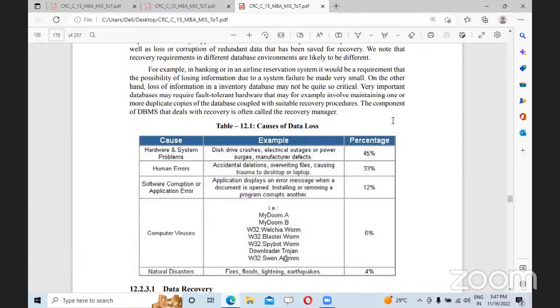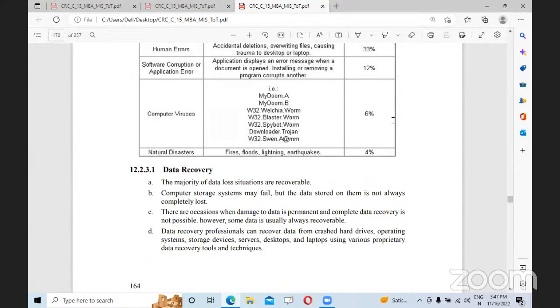And what are the different causes of data loss? Cause, example, and percentage. Hardware system problems, with respect to disk drive crashes, electrical outages or power surges, manufacturer defects, that is 45%. Human errors, accidental deletions, overwriting files causing trauma to desktop or laptop, 33%. Software corruption or application error, where the application displays an error message when a document is opened, or installing or removing a program corrupts another, 12%. Computer viruses, like MyDoom, that is 6%, and natural disasters, fires, floods, lightning, and earthquakes, 4%.